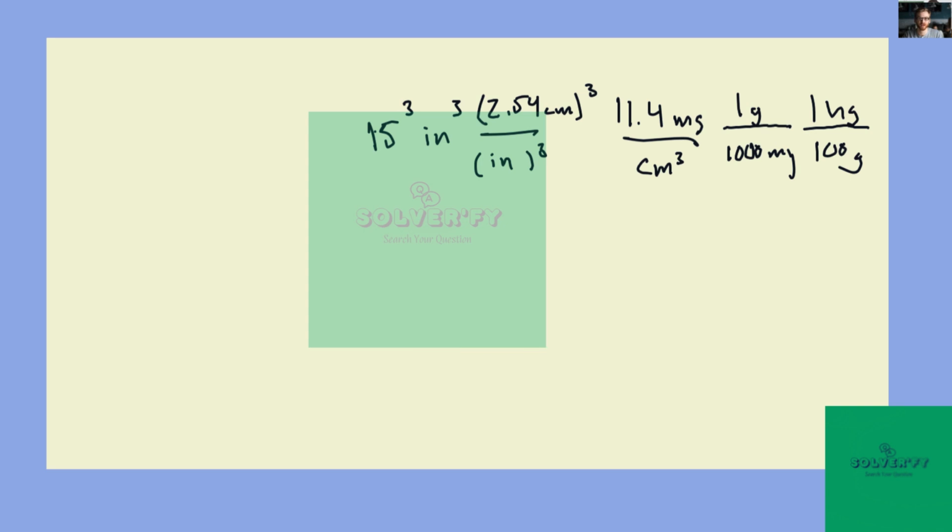Give ourselves some space here. So what ultimately will this be equal to? From here, we really just put this in a calculator. Okay, so we need 15 cubed times 2.54 cubed, right? Notice the inches and the amount are both inside the cube sign. We've got to divide by our 1 inch cubed. So divide by 1 cubed. That's just going to be 1, so it won't make a difference. But technically we do want to divide by 1 inch cubed. Now we can multiply by 11.4.